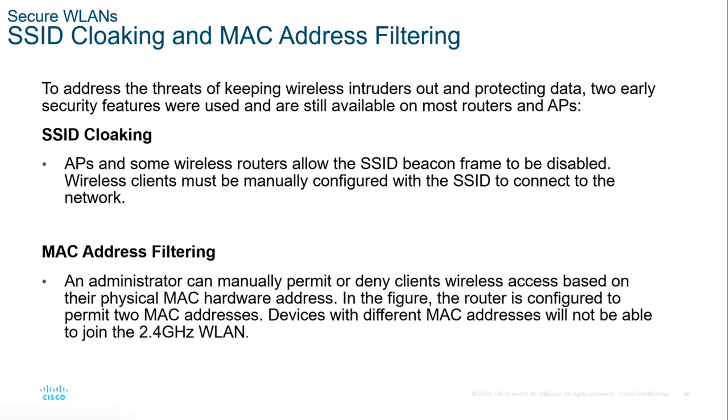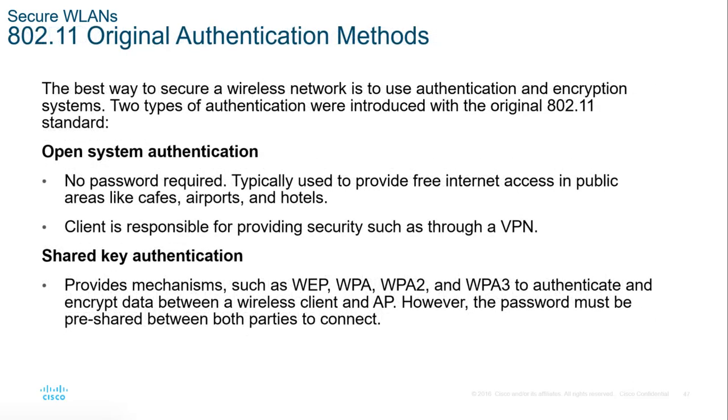We have SSID cloaking. APs and some wireless routers allow the SSID beacon frame to be disabled. So you can actually disable the SSID so that no one will ever tell that this network is there. Then MAC address filtering. You can filter, saying I want this MAC address. If in an office you are three or four, allow only those four MAC addresses to access your access point. The rest are out.